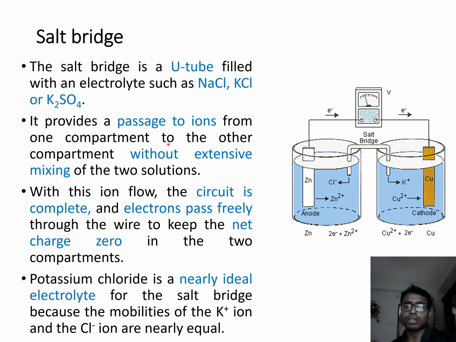Salt bridge. This is one of the important concepts, because a salt bridge is almost necessary for any cell. The salt bridge is like a U-tube filled with an electrolyte such as NaCl or KCl. It provides a passage for ions from one compartment to the other without extensive mixing of the two solutions. With this ion flow, the circuit is complete and electrons pass freely through a wire to keep the net charge zero in the two compartments. Potassium chloride is a nearly ideal electrolyte for the salt bridge because the mobilities of the potassium ion and chloride ion are nearly equal.